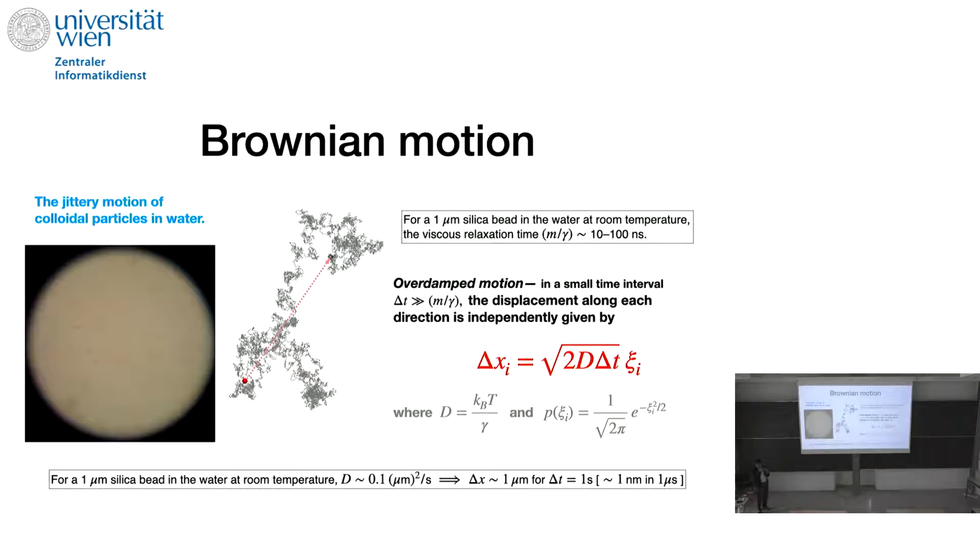If you observe this particle at a time step which is larger than the relaxation time, which is set by the mass of the particle and the viscous coefficient, and for a colloidal particle is between 10 to 100 nanoseconds, then you can describe the system by this overdamped Langevin equation, which is given here.